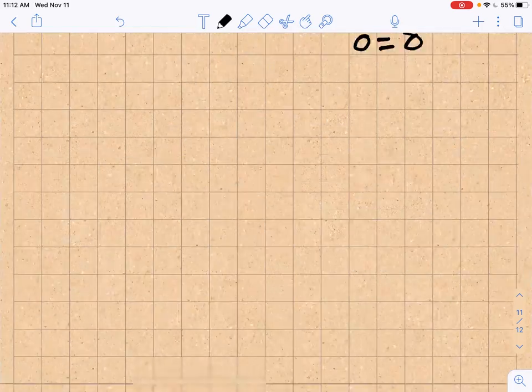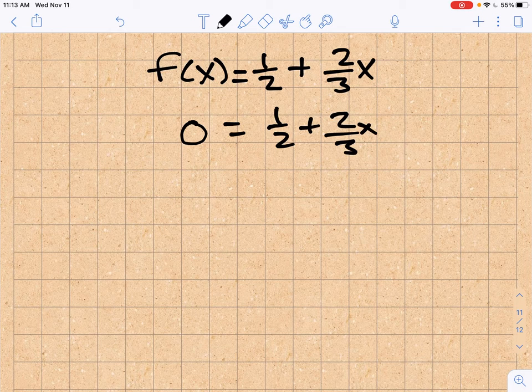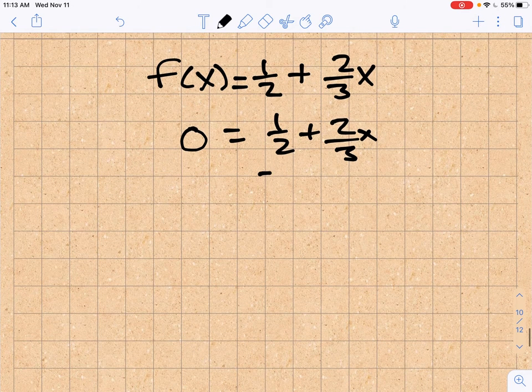Okay, one last example for you. If you want to ever try any of these before I do it, go for it. So why don't you pause the video if you're watching this and learning from this, and see if you can solve this. Okay, let's do what we do and set this side equal to 0. Then you have 1/2 plus 2/3 x equals 0. This one's a little trickier because of the fractions, but it's the same process. You're going to try to get 2/3 x by itself.